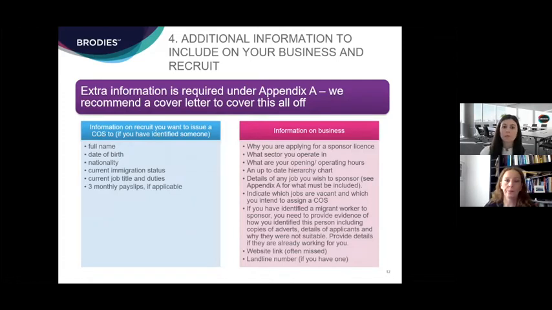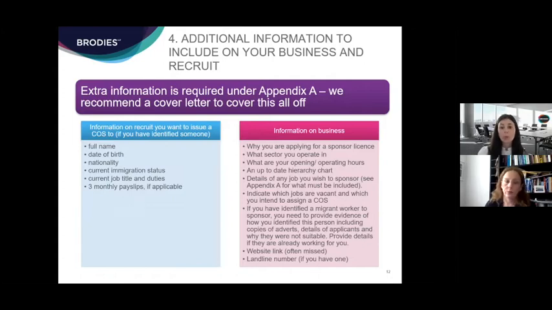Some of that information relates to any recruits that you've identified and want to sponsor. Some of the information they ask for are things like their full name, date of birth, nationality, immigration status, etc. There's also some additional information they want to know about your business. That includes the reasons why you want to get a sponsor licence, the sector that you operate in, your opening and operating hours. Also things like your link to your website, and that is often missed by employers, and also the landline number if you've got one.